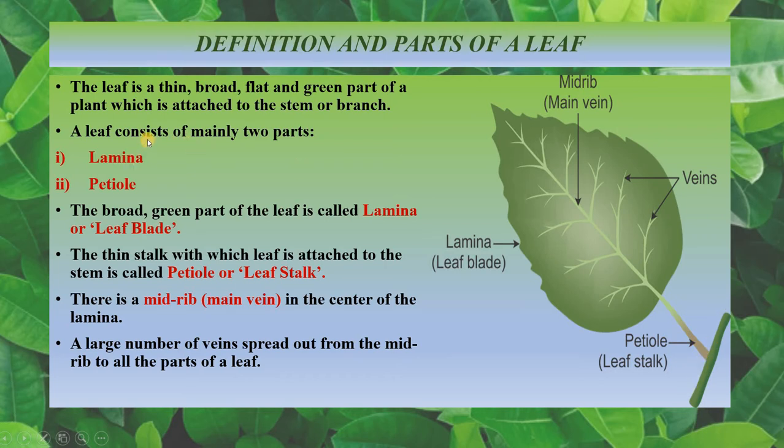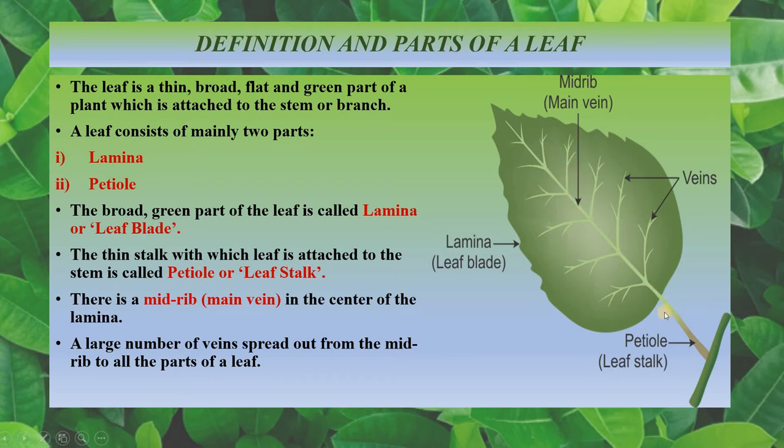Now, a leaf consists of mainly two parts. One is the lamina and the next one is the petiole. The other name of lamina is leaf blade. Remember, very important. The other name of petiole is leaf stalk. Now, which one is lamina and which one is the petiole? This broad green part of the leaf, this entire part, is known as the lamina or leaf blade.